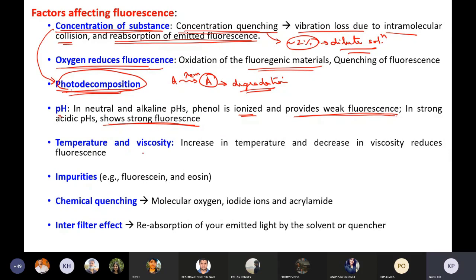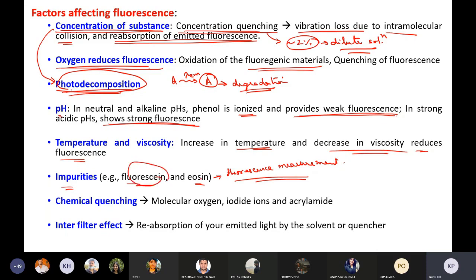Okay. Temperature and viscosity: increase in temperature and decrease in viscosity reduces fluorescence. Impurities like fluorescein and eosin can hamper your fluorescence measurement. Why? This is because, as I already told you, fluorescein and eosin are very potent fluorescing agents.